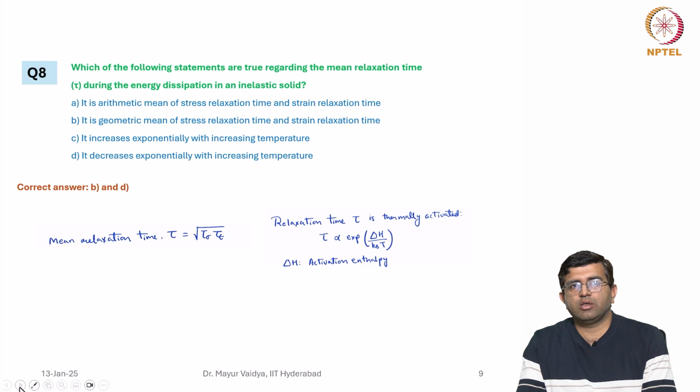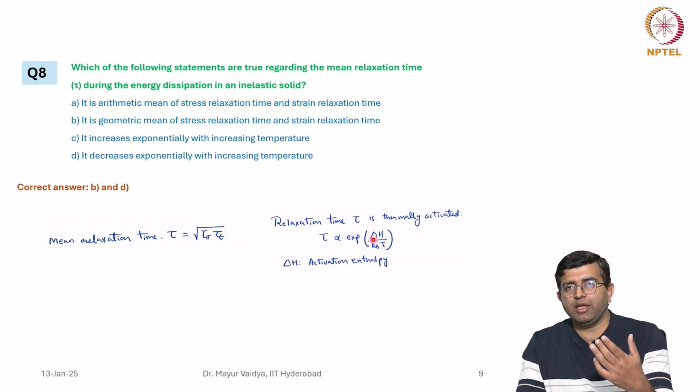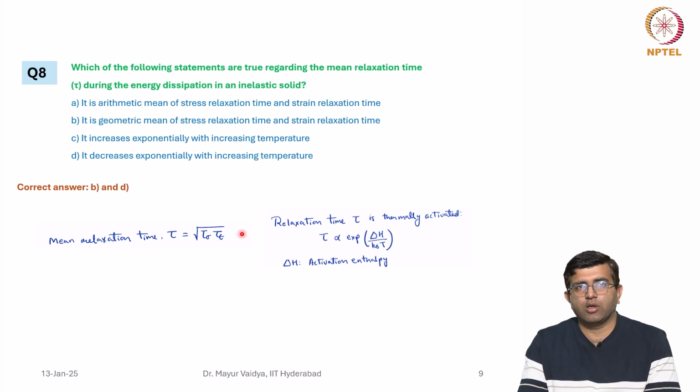Therefore, the correct option is that it decreases exponentially with increasing temperature. So, please be careful in seeing this expression. Do not just blindly take it. See carefully whether the minus is there or not. So, the correct option in this case is B and D.